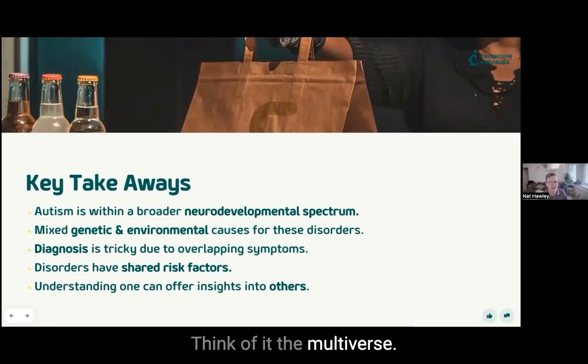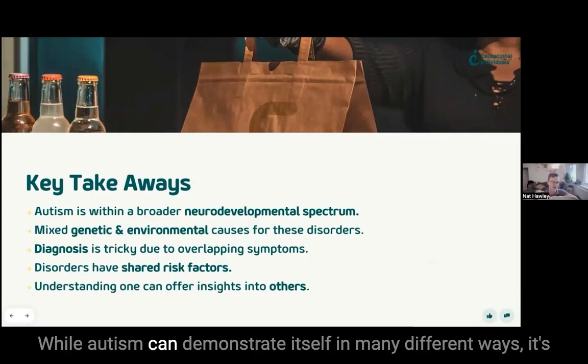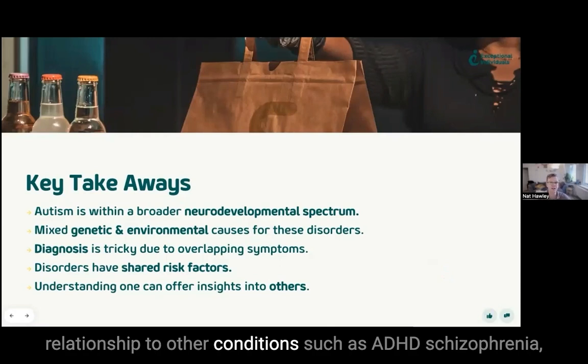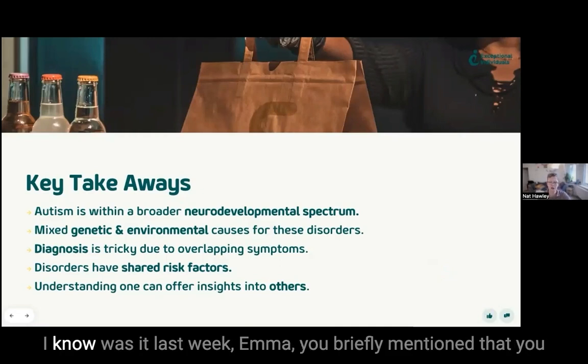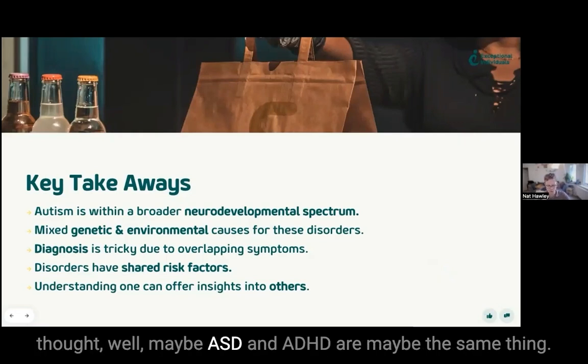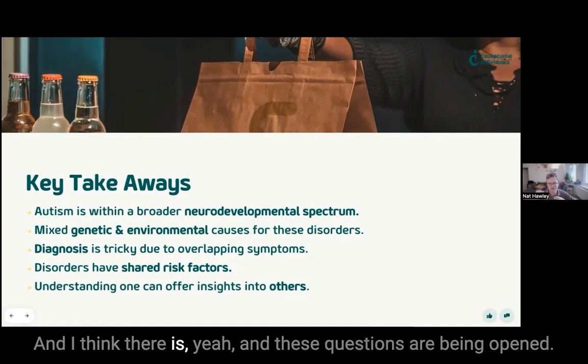Think of it like the multiverse. There are many different areas. While autism can demonstrate itself in many different ways, its relationship to other conditions such as ADHD, schizophrenia, bipolar, isn't as different as maybe we might have originally thought. I know, was it last week, Emma, you briefly mentioned that you thought, well, maybe ASD and ADHD are maybe the same thing. And I think there is, and these questions are being opened.